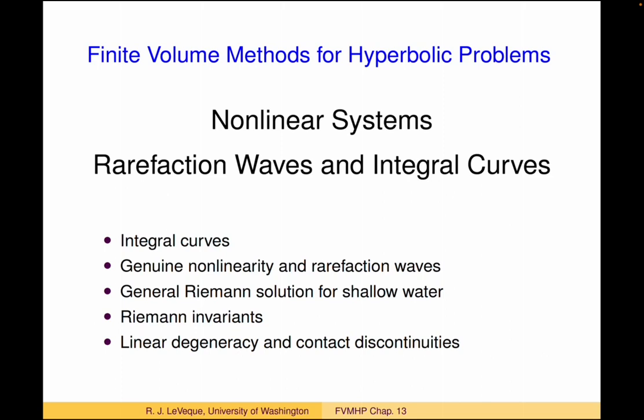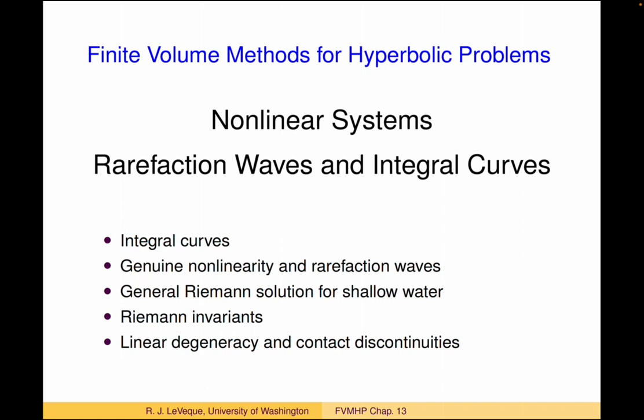We'll continue now looking at nonlinear systems and talk about rarefaction waves and integral curves. In the last lecture, I talked about shocks and the Hugoniot locus, the set of states you can connect to a given state with a shock wave. Now we'll look at a different set of curves, the integral curves, which allow us to determine the sets of states we could connect with a rarefaction wave, or more generally, talk about simple waves in a particular wave family.